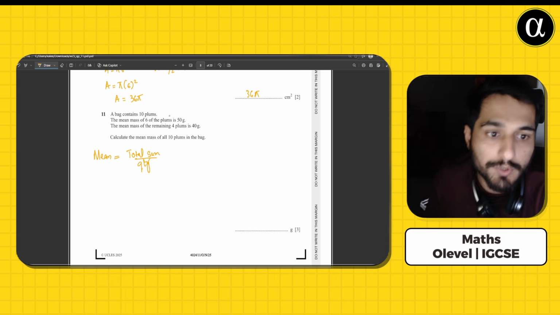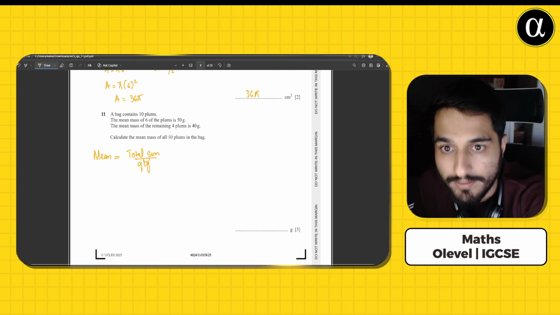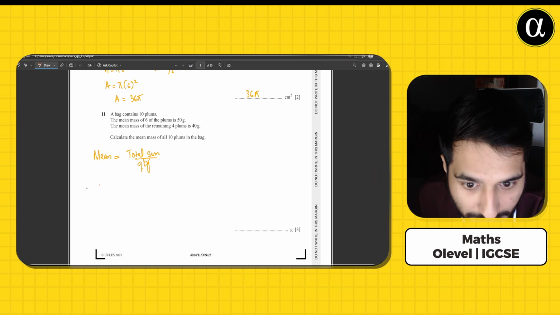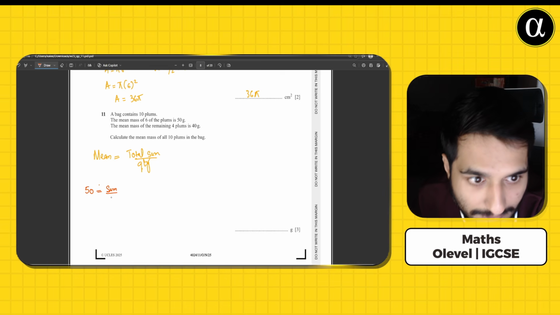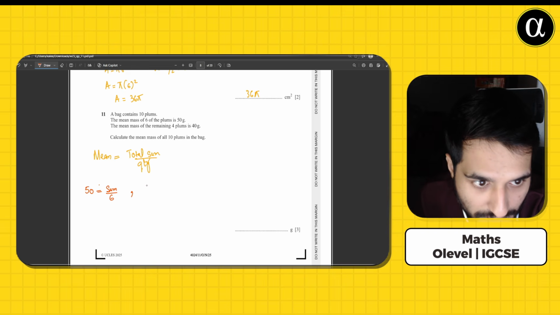Now we need to find the sum of all 10 plums. So how can we find that? For that, we'll have to solve this individually in two portions. Now what do I mean? We have the mean 50 grams for 6 plums. We are not sure of the sum for that case, and the quantity was 6. For the second case, the mean is 40, we are not sure about the sum, and the quantity was 4, right?